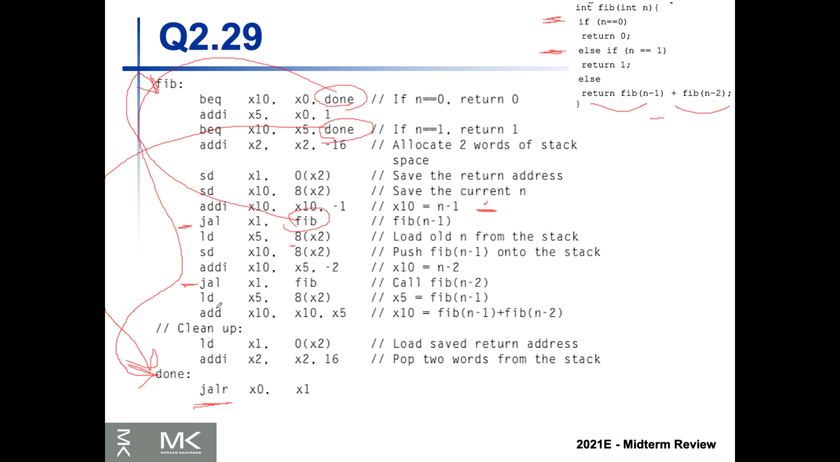Yeah, you do the same thing, load and store again, and then the final add would add the result of these two in x10. You load the saved return address, and then you pop the two, you bring back the SP up 16. And finally, that's your done case. You're going to come back, or you just exit the routine.